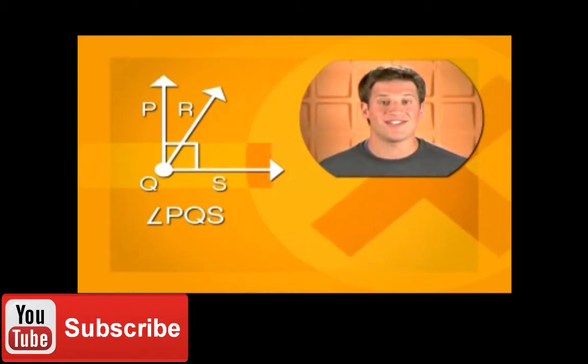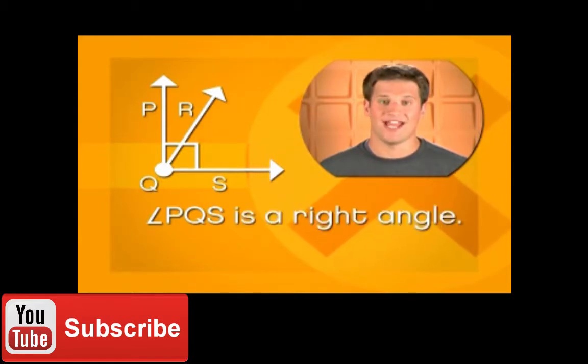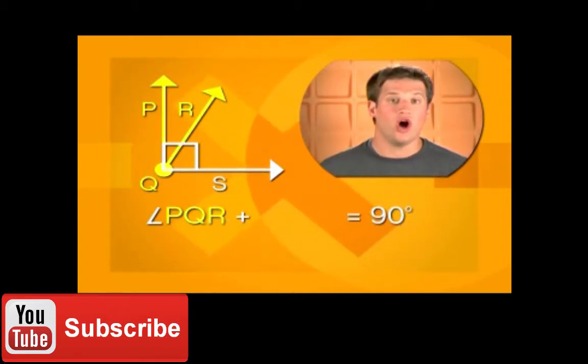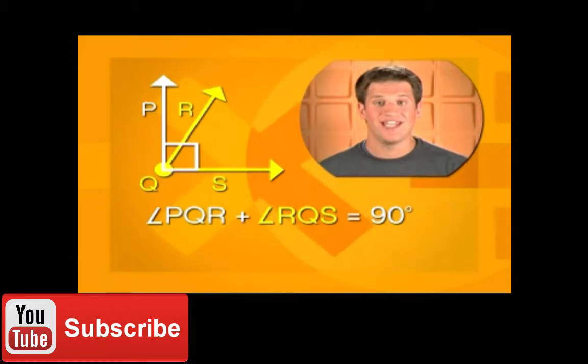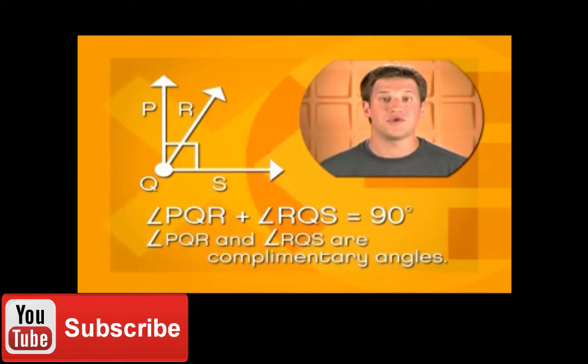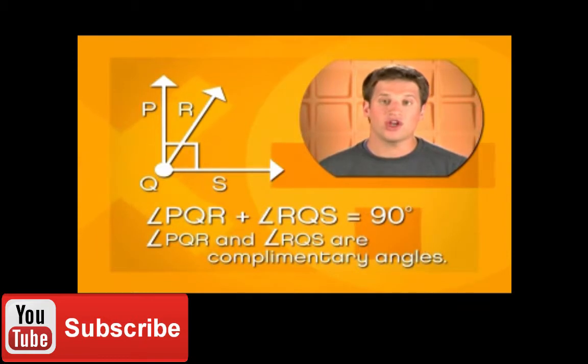Angle PQS is a special angle, a right angle. We know that thanks to the corner symbol there. So angle PQS measures 90 degrees. Also, we now know that the measurements of angle PQR and angle RQS equal 90 degrees. There's a special term for this: complementary angles. Complementary angles are two angles whose measurements add up to 90 degrees. Angles PQR and RQS are complementary angles.